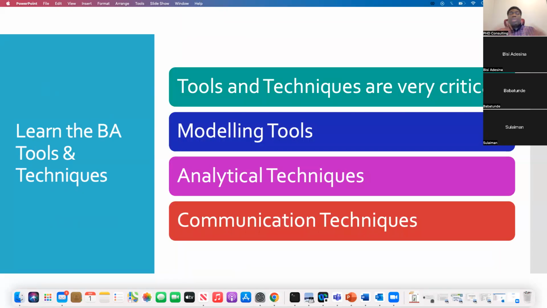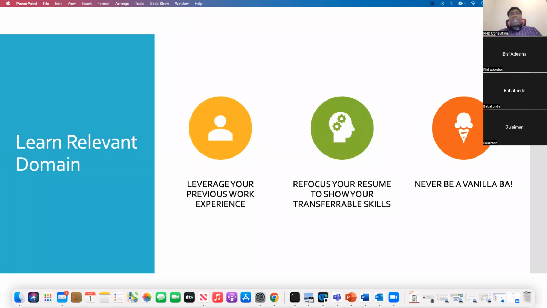Then you want to learn the business analysis tools and techniques. They are very critical. Modeling tools are very critical, all right, analytical techniques as well as your communication techniques. You want to learn the relevant domain, leveraging your previous work experience. You want to work with a coach to refocus your resume, to show your transferable skills. And one piece of advice: never be a vanilla BA.